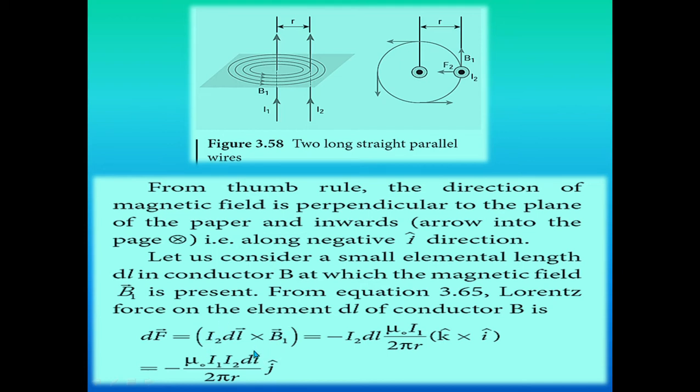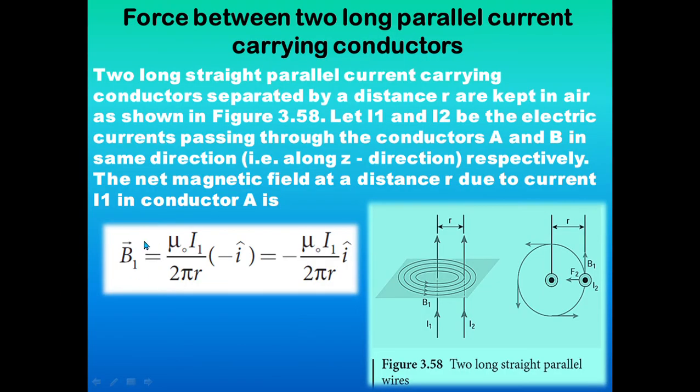So we already know the formula for the Lorentz force: F is equal to BIL. Here I is nothing but I2, L is nothing but the small element dl, and B1 is the magnetic field vector. What is the value of B1 from the last formula? B1 vector is equal to mu naught I1 divided by 2 pi r into minus i cap, which is equal to minus mu naught I1 divided by 2 pi r into i cap.